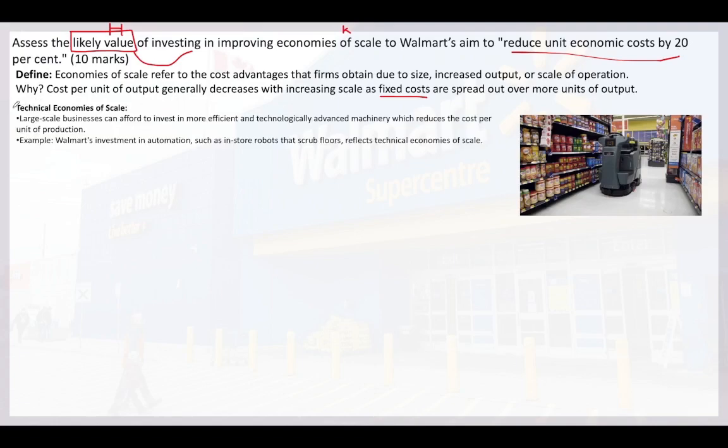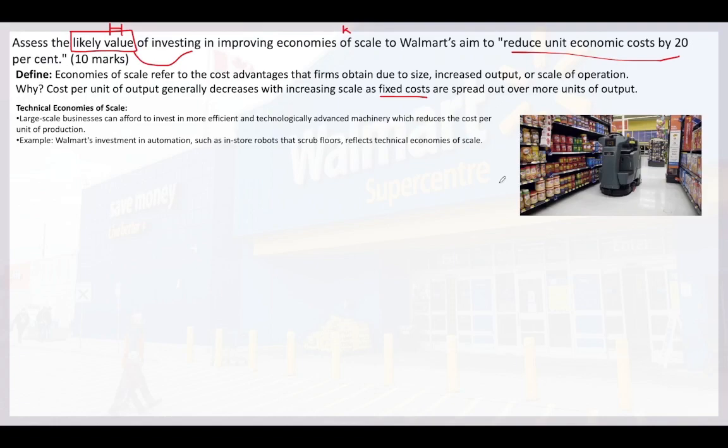So, first one to look at, technical economies of scale. Well, this is a robot sweeping the floor in Walmart. And yes, there's initial investment in the technology. This is going to be the standard argument, isn't it? These things cost a lot of money. However, they can sweep the floors all the time. They won't phone in sick. They won't get pregnant. They won't go on strike if you don't pay them enough.